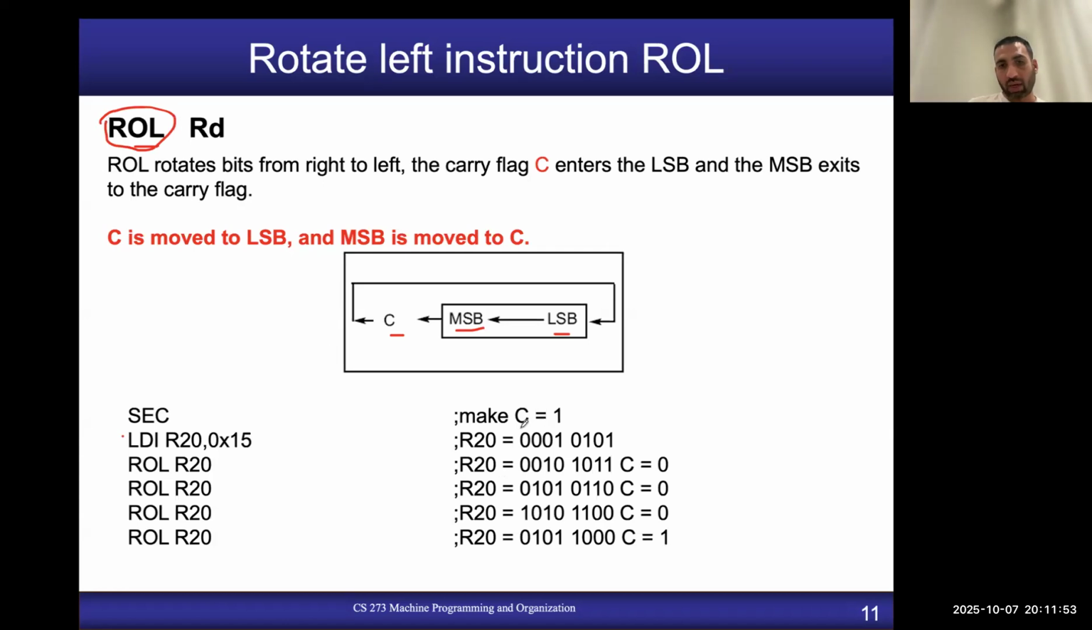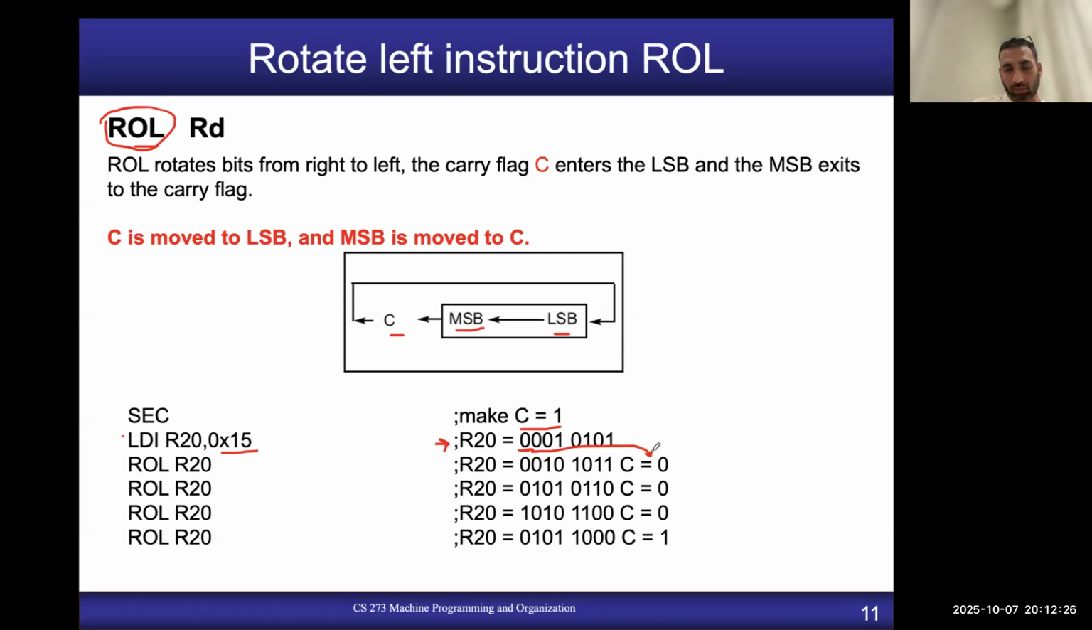So here we are setting the carry flag equal to 1, and then we are loading the value of 0x15 in R20. If you convert it into binary, you will have this number in R20. Now you are saying rotate on left R20, which basically means that the most significant bit will now go into the carry. What is the most significant bit? This one, right? So it will go to the carry, and carry is set equal to 0.